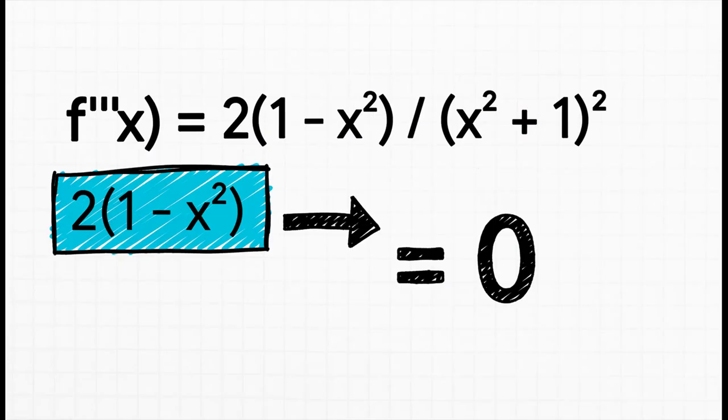Let's put this recipe to the test with an example. f of x equals the natural log of x squared plus 1. So after we do steps 1 and 2, that's finding the domain and the derivatives, we land on this second derivative right here. Now to find our potential inflection points, we just need to see where this whole thing equals 0, which really just means we need to find where the top part, the numerator, equals 0.